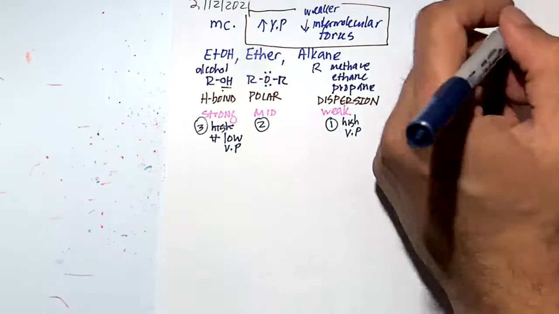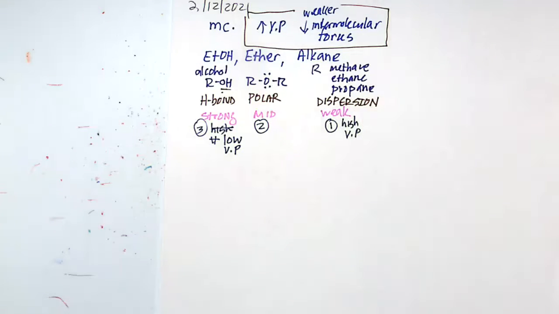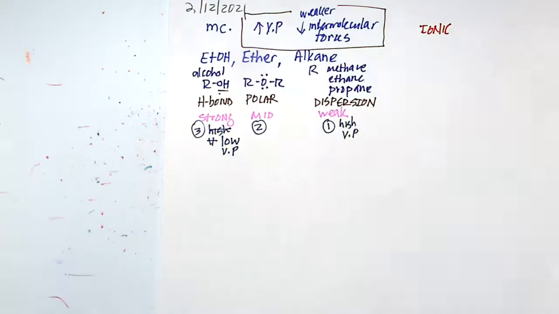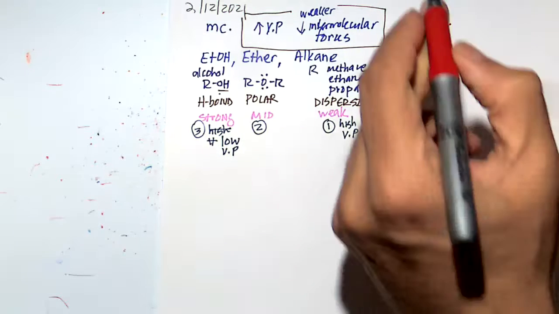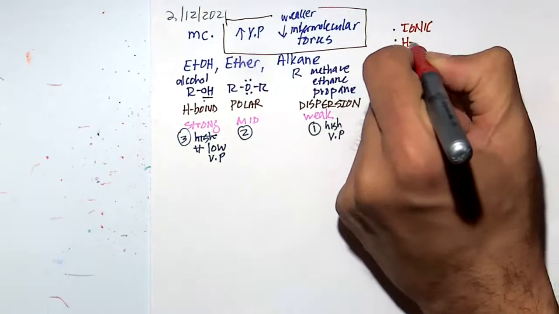By the way, let's rank these. What would be the strongest intermolecular force that we studied? Stronger than hydrogen bonding. Ionic. Ionic, very good. That is just a full positive and negative charge. Opposites attract, don't they? What would be second strongest? The hydrogen bonding, very good.